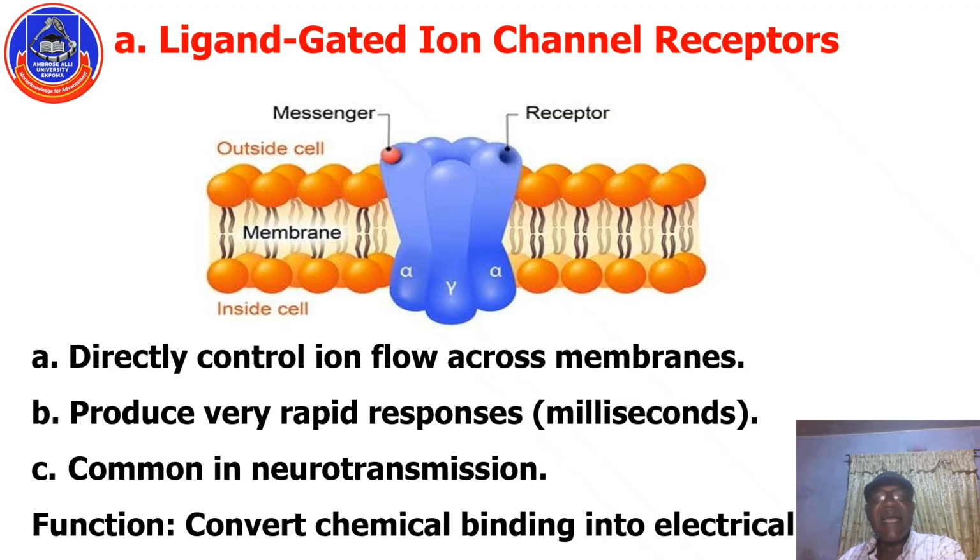The ligand-gated ion channel receptors directly control ion flow across the membrane. They produce very rapid responses, in milliseconds of time. They are common in neurotransmission. They function in converting chemical binding into electrical signals.